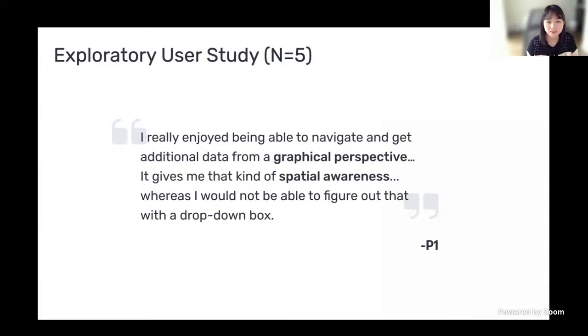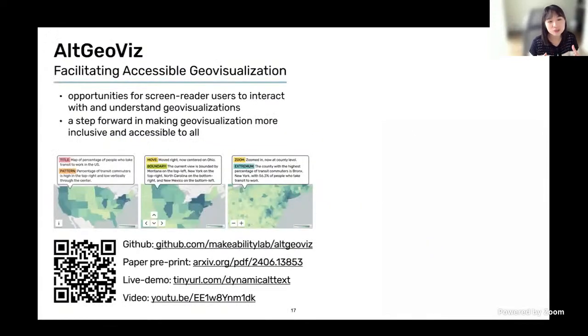So to conclude, AltGeoViz opens up new possibilities for screen reader users to interact with and understand geovisualizations. This project represents a step forward in making data visualizations more inclusive and accessible to all.